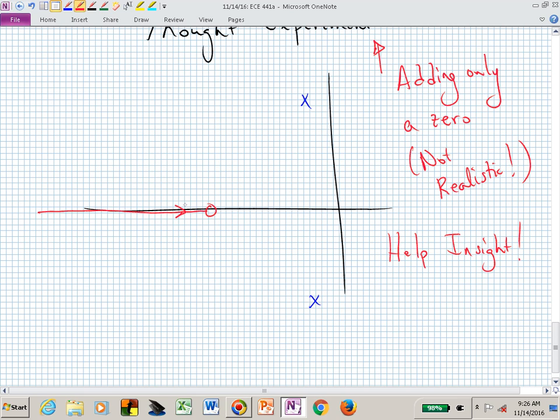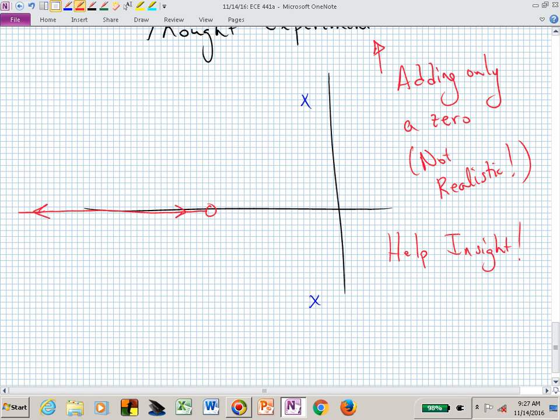What's my asymptote? What's my pole-zero excess for this hypothetical thought experiment? 1. So what's my angle? 180. Does it matter where the centroid is? No. I'm just going off to minus infinity. So one pole goes to the 0, and one goes off to minus infinity.